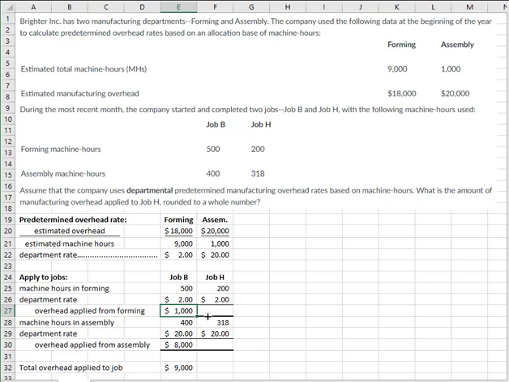So now we can do the math, and we can see what the total is for that job. And that's what they were asking us, was the total for the job in this particular setting.